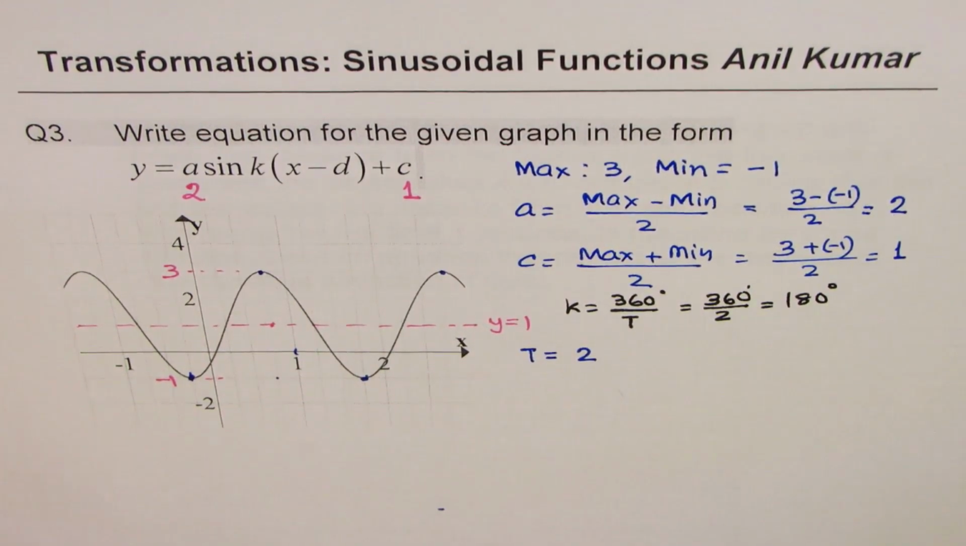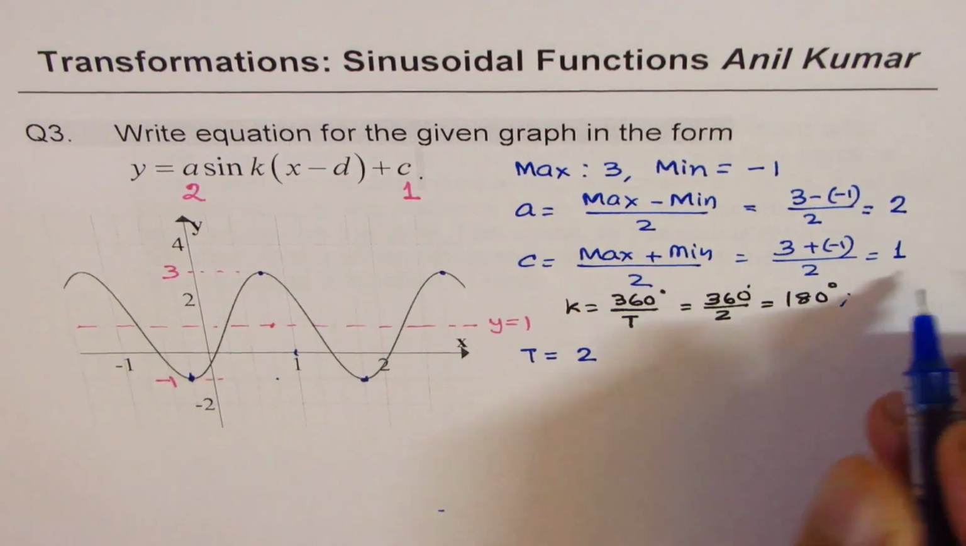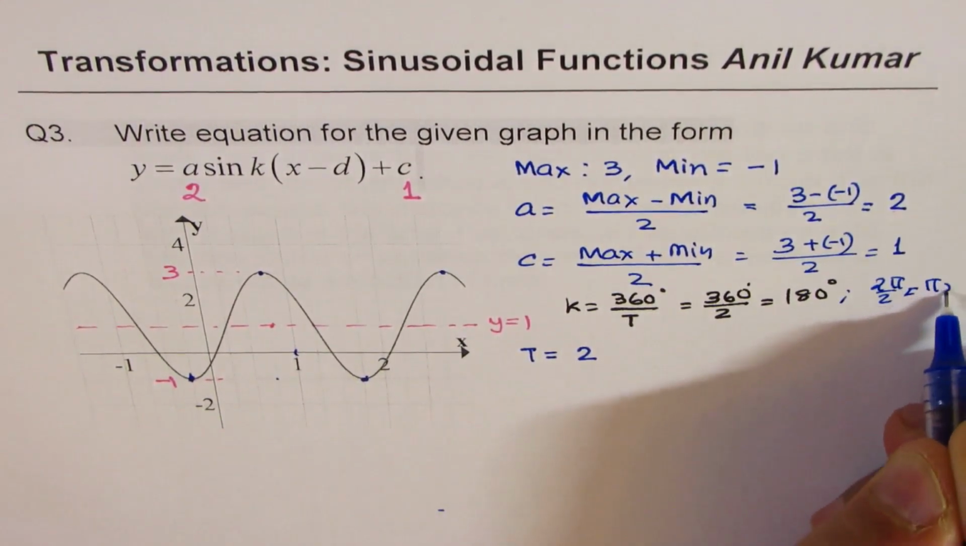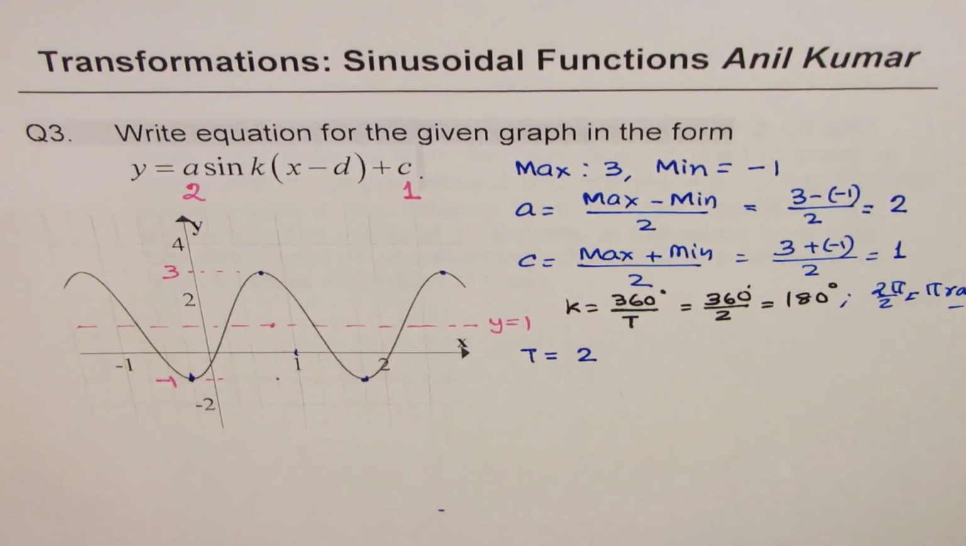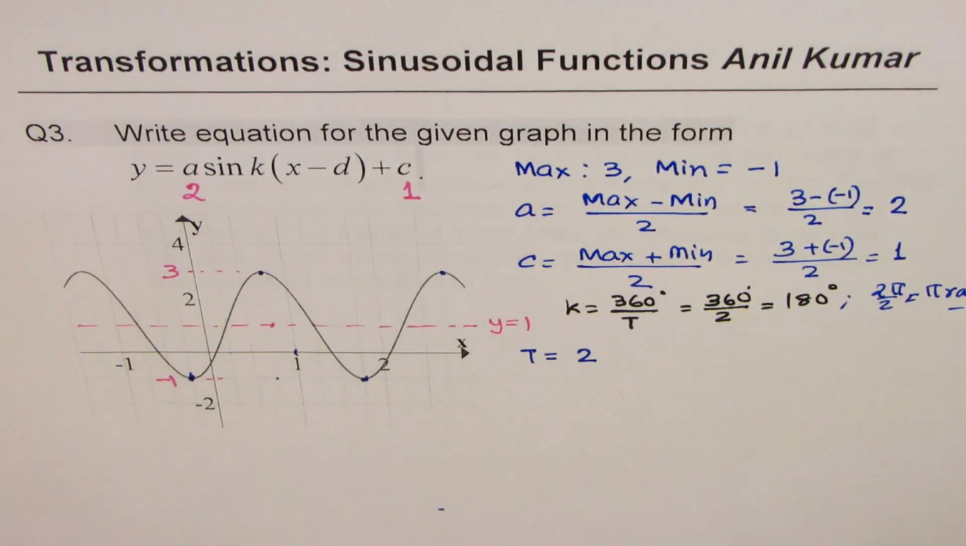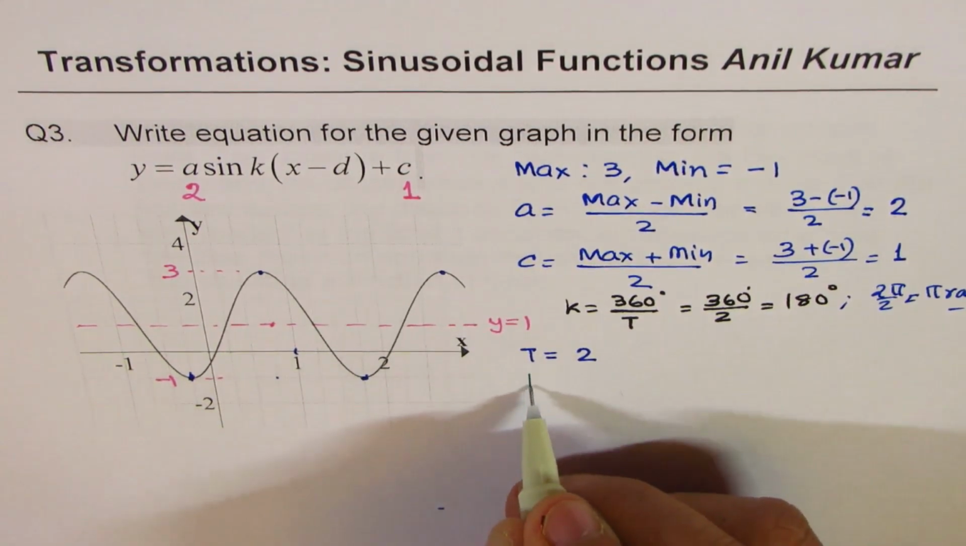Is it okay? If you're working in radians, then it will be 2 pi by 2, which equals pi radians. That will be the value of K if you write the equation in radians. Okay, so we know this. Now the last and most important thing here is to figure out how to find the phase shift.